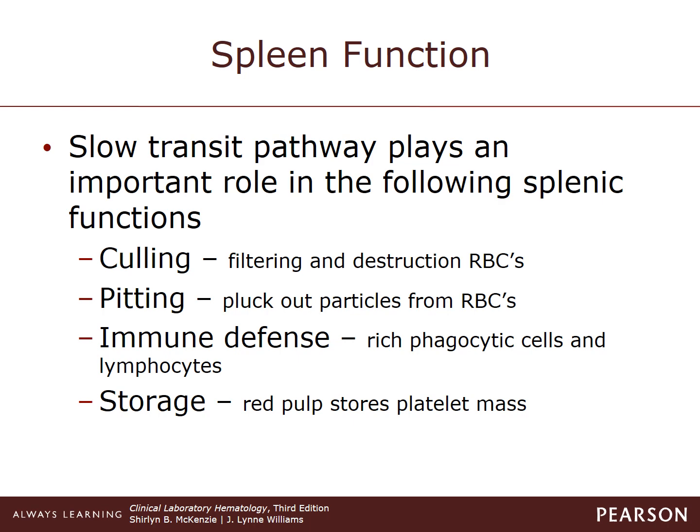So first, it goes slowly through its vasculature, and it pulls the red cells in to filter them and check for any defects so they can destroy them. If there are any defects or inclusions, it will pit out or pluck out any particles from the red blood cells. It also provides immune defense with rich phagocytic cells and lymphocytes. And in addition, it stores a lot of platelets.